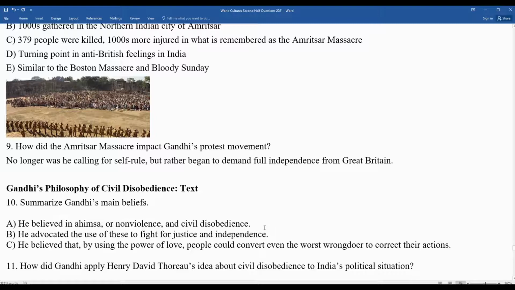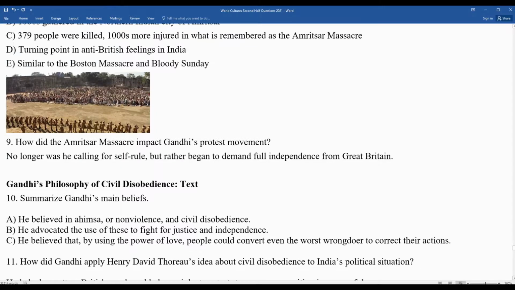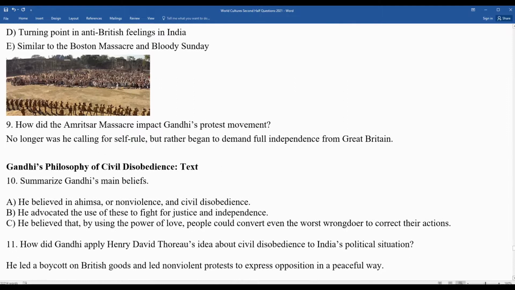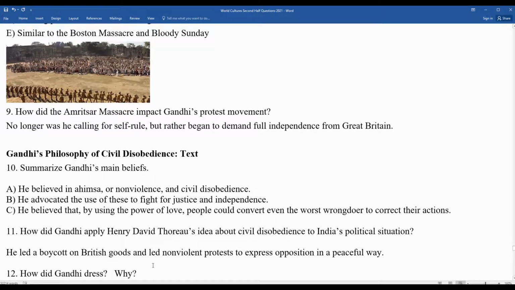11, how did Gandhi apply Henry David Thoreau's idea about civil disobedience to India's political situation? Well, Henry David Thoreau is kind of like the original author or champion of nonviolent passive resistance or civil disobedience. Gandhi would be a follower, and later on Martin Luther King. There was an official boycott on British goods, and he led nonviolent protests to express opposition in a peaceful way. Two key components there: boycott and protesting in a peaceful fashion.